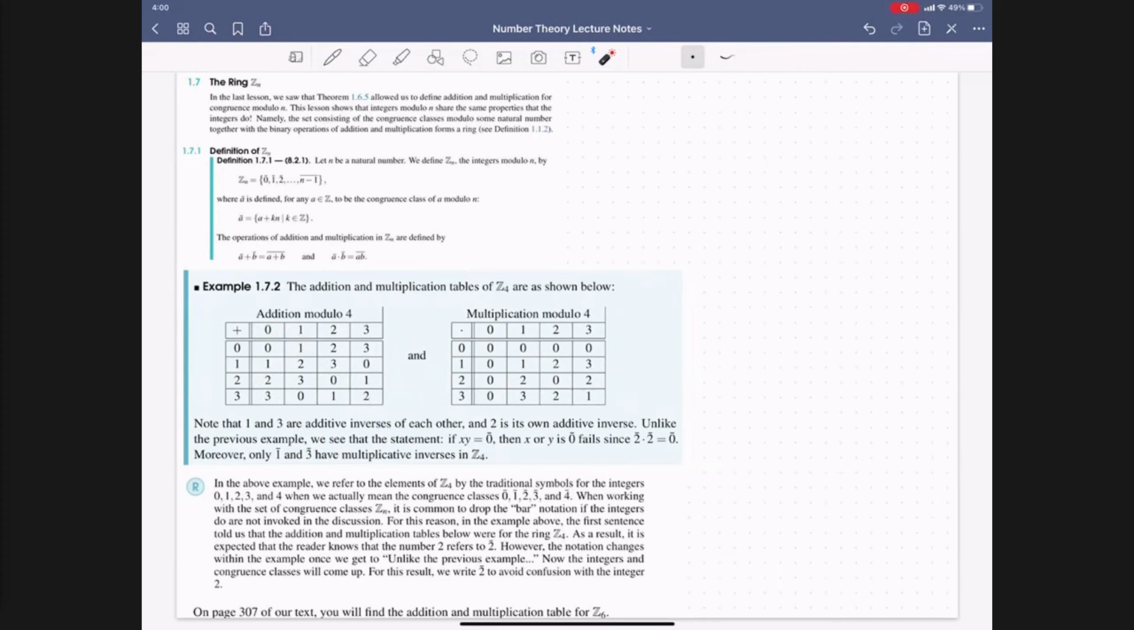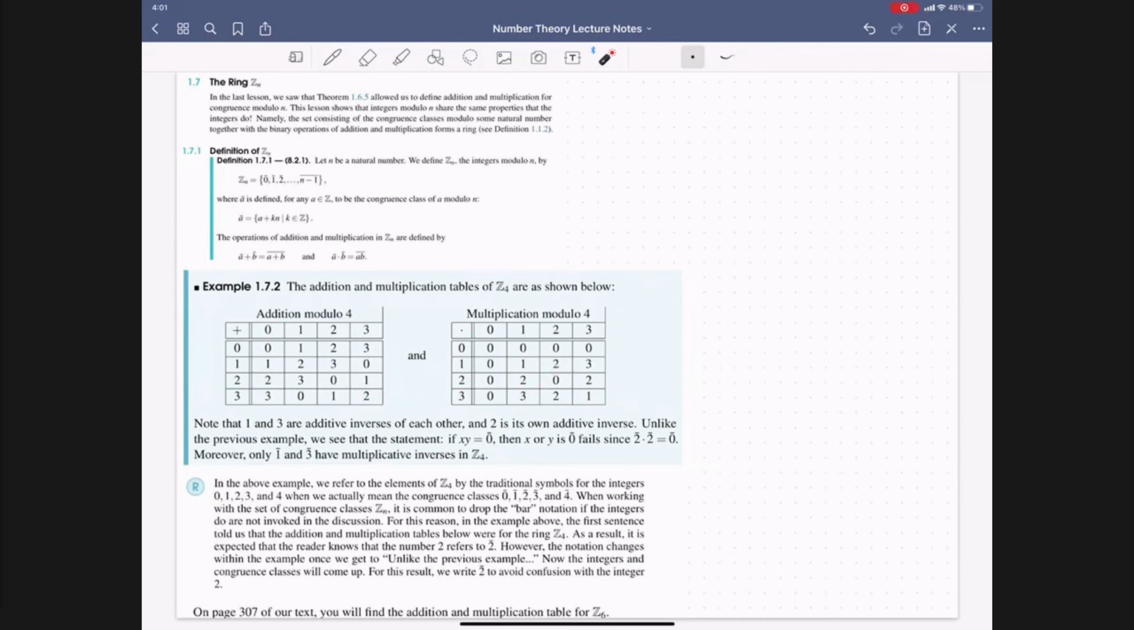And so we can see that 2 plus 2 will be 4, so we have 0. 3 plus 3 will be 6, but we're doing it modulo 4, so we get 2. 3 times 3 is 9, but 9, when we divide it by 4, has remainder 1, so we get back 1. 2 times 2 is 4, so we get 0 there, as we saw in the last slide.